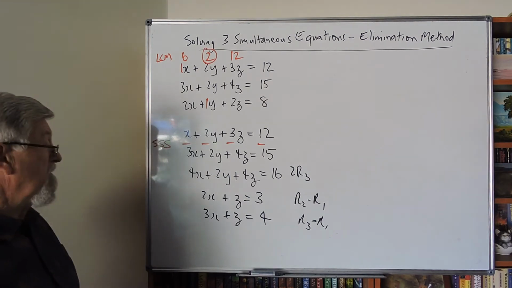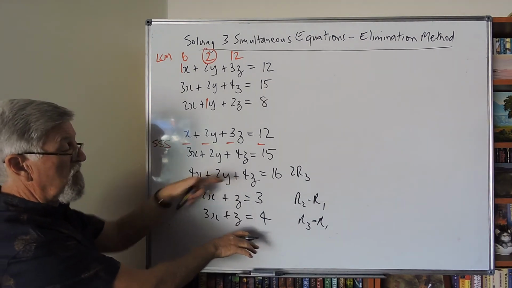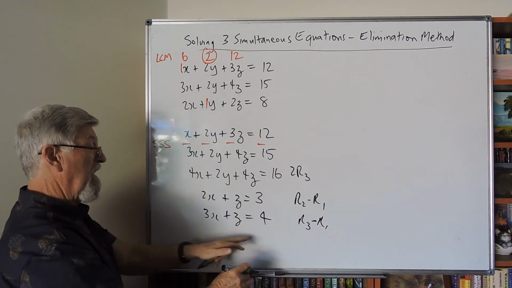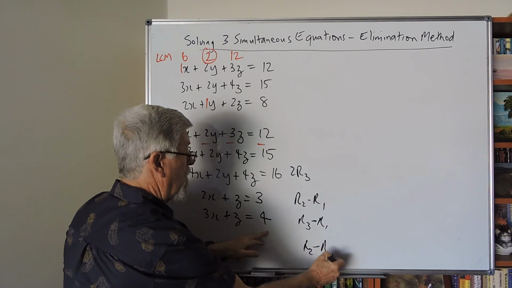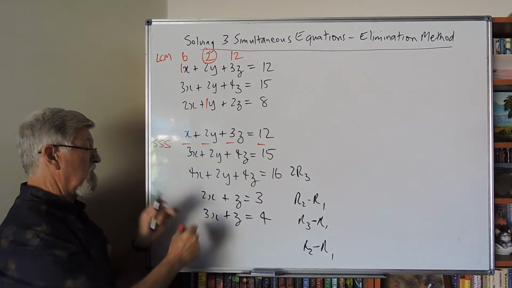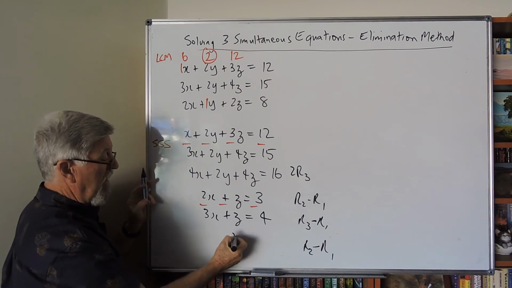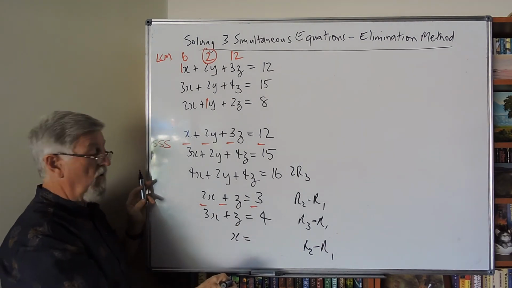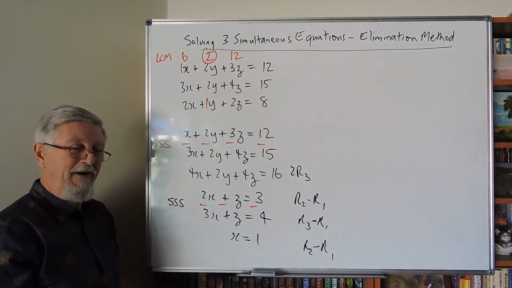What can I do now? Because they're both z, now this is like a whole new section. I can ignore what I've written there. I can go row 2, take row 1, and the minus is in for the silly mistakes. 3x take 2x is x, z take z is gone. Remember, we're same sign, subtract. 4 take 3 is 1, and we've got our x equals 1.